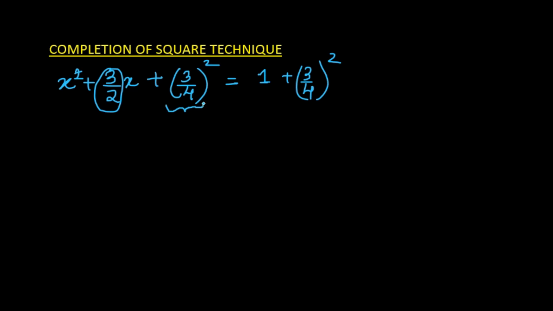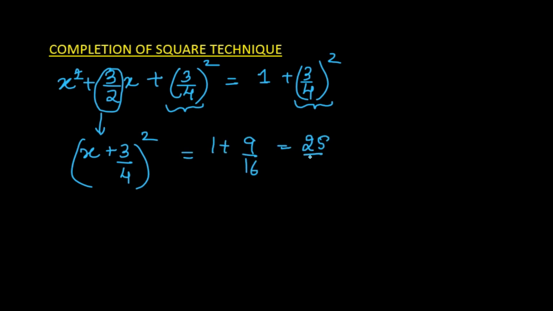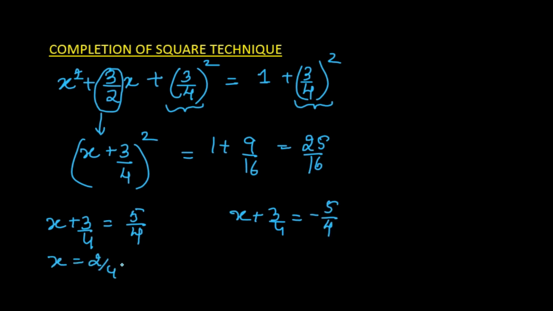Whatever we are adding on the left hand side, the same needs to be added to the right hand side. So this becomes x plus 3 by 4 the whole square is equal to 1 plus 9 by 16, which is 25 over 16. So x plus 3 by 4 has two values. One is positive 5 by 4, which is the square root of 25 by 16, and the other value will be negative 5 by 4. So from here, x comes as 2 by 4, which is 1 over 2. And from here, x comes as negative 8 by 4, which is negative 2.